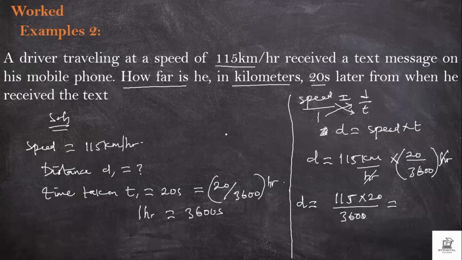So what is 115 multiplied by 20? That will give us 2,300 all over 3,600. You can use your calculator direct. D will be equal to 2,300 divided by 3,600, which is 0.638 kilometer. 0.638 kilometer. That is the distance.